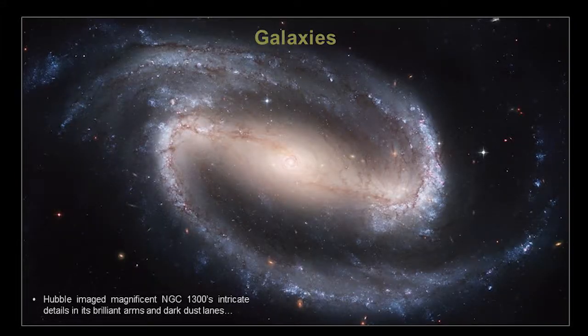Let's move out of our Milky Way to other galaxies. I couldn't help but select this famous image of NGC 1300, just an exquisitely beautiful structure. And when you consider its size, tens of thousands of light years, it really does boggle the mind at how such a beautiful structure can be maintained over these sizes.